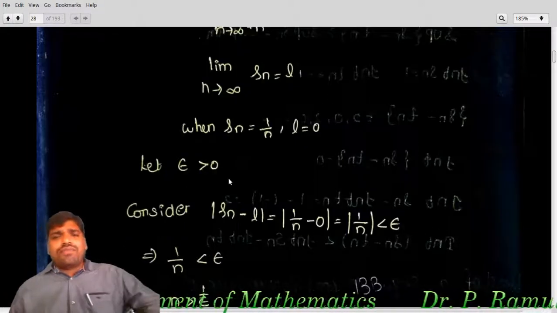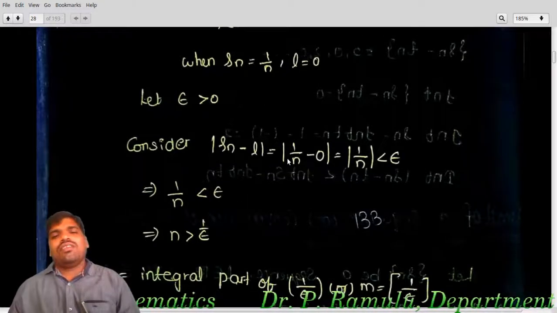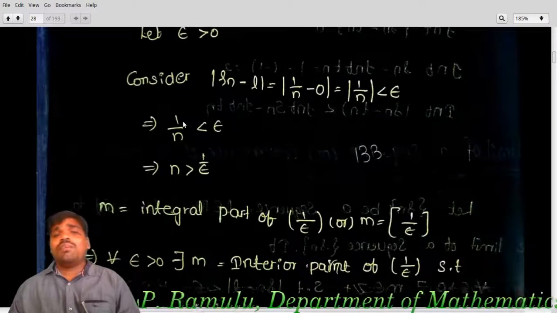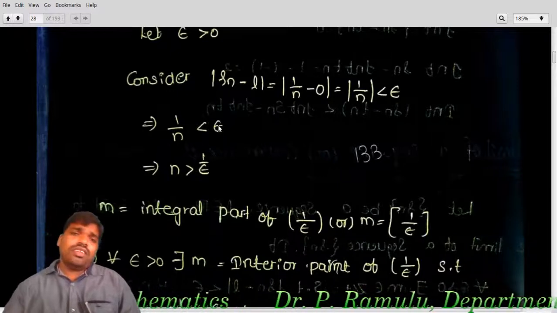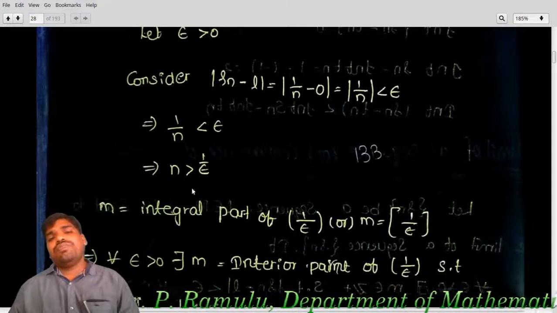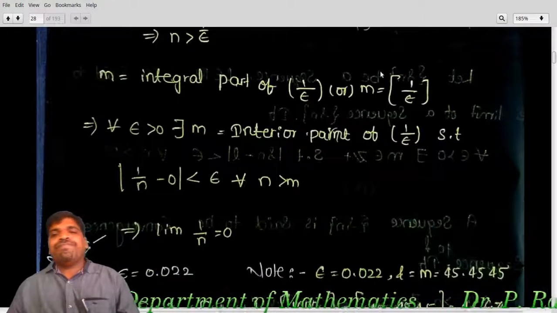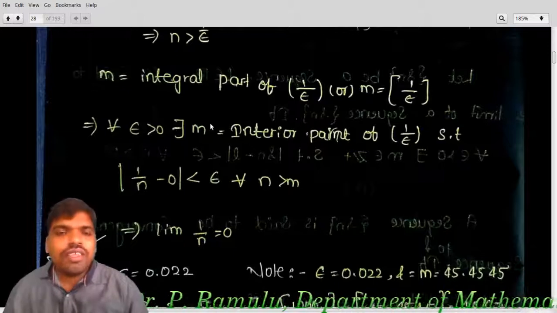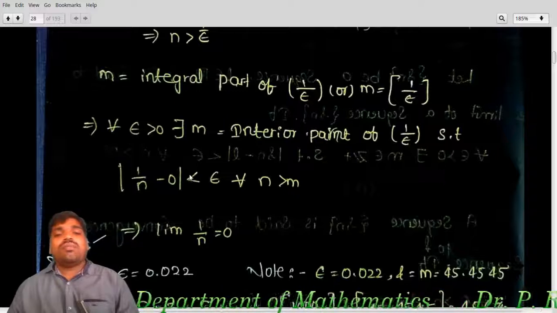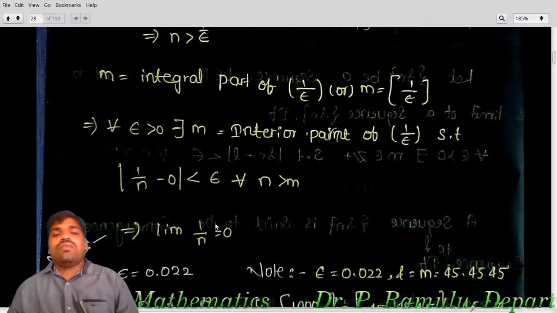Let epsilon be greater than 0. Considering |S_n minus L|, that equals 1 by n minus 0, which is 1 by n, since n is a natural number. If you put the modulus, more or less, nothing will happen. Therefore, I am writing 1 by n is less than epsilon, which implies n is greater than 1 by epsilon. My M is the integral part of 1 by epsilon. For every epsilon greater than 0, there exists an integer, the integral part of 1 by epsilon, such that |1 by n minus 0| is less than epsilon for n greater than or equal to M, which means nothing but the limit of 1 by n equals 0.